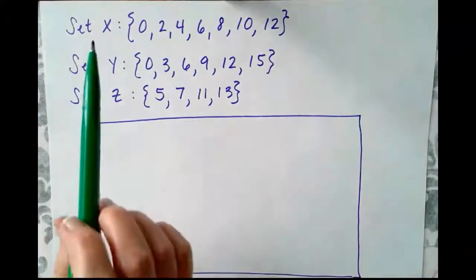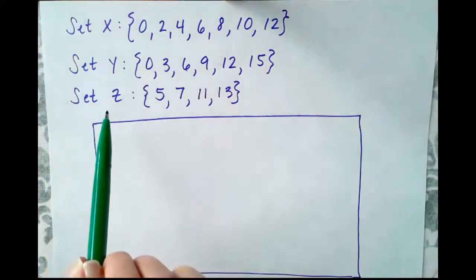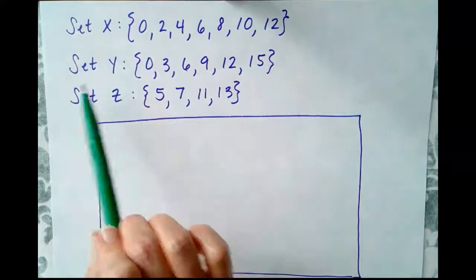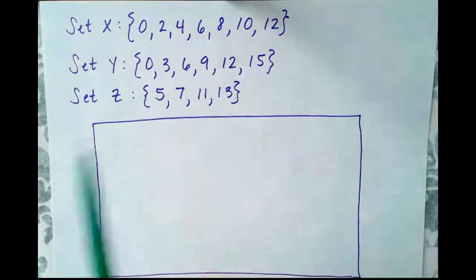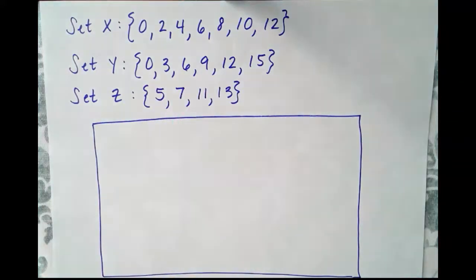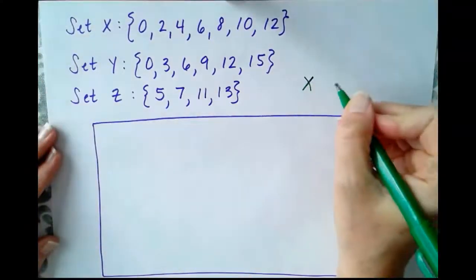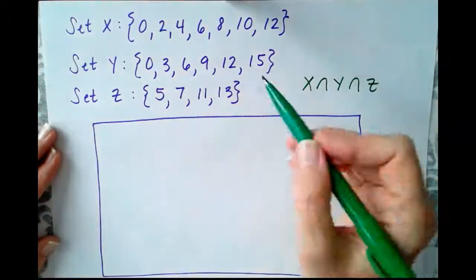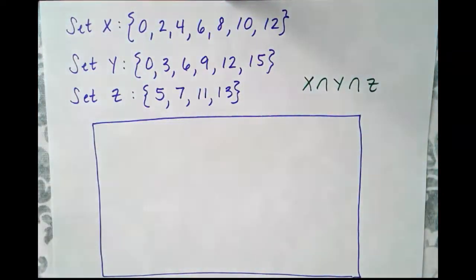This time we've got sets X, Y, and Z. So X: 0, 2, 4, 6, 8, 10, 12. Set Y: 0, 3, 6, 9, 12, 15. Set Z: 5, 7, 11, 13. So before we draw anything in the box that is going to be the Venn diagram, is there an intersection of X, Y, and Z? So X intersect Y intersect Z.